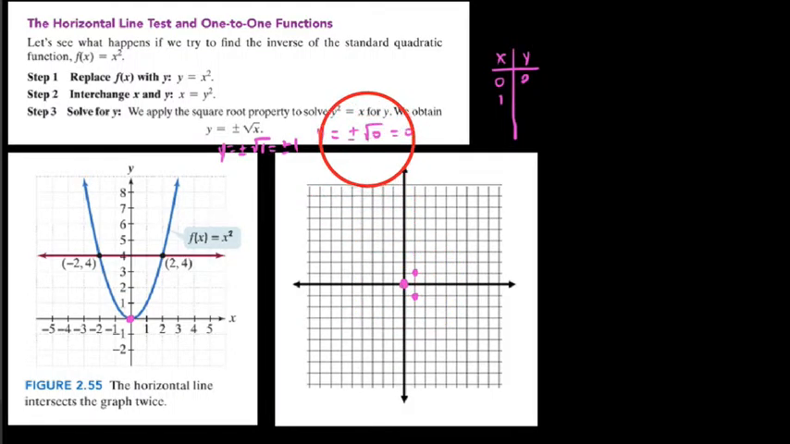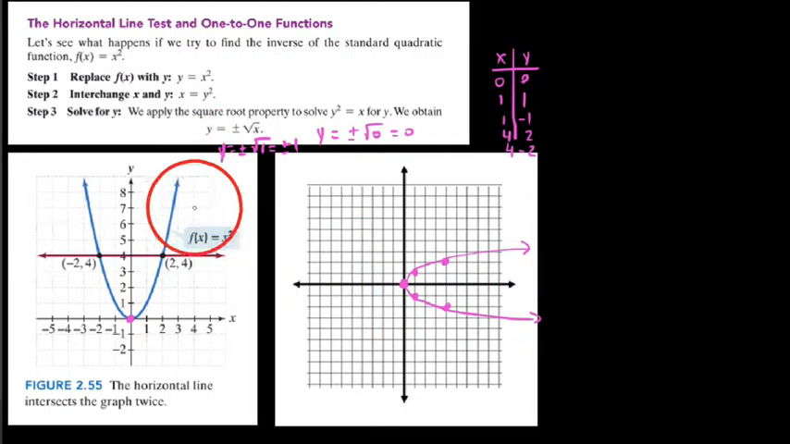Maybe plug in a 4 here. 1 goes to 1, 1 goes to negative 1. If we plug in a 4, we'll get 2, but we'll also get negative 2. So very easily we can see that this would not be a function. And the reason it would not be a function is the same reason we say that the original one, f, is a function, because it passes the vertical line test.